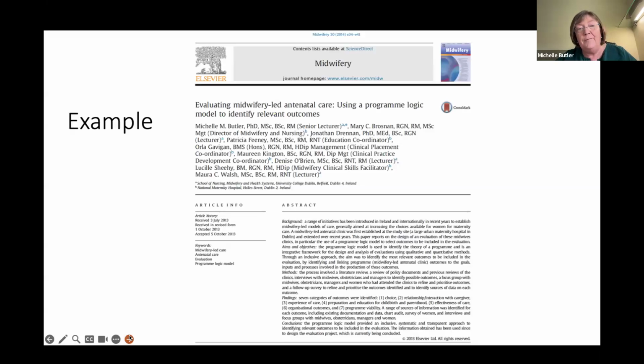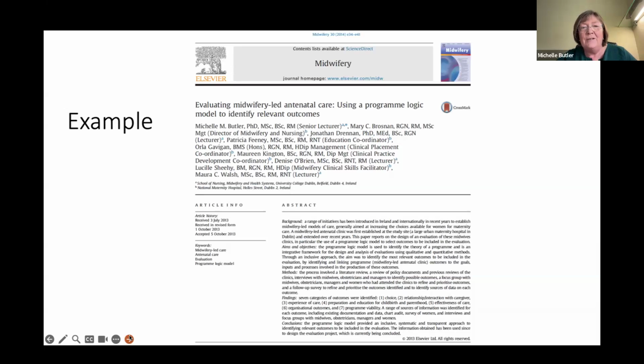Now, I've just put up two references, also in the references at the end, and this is just to show you an example of using the logic model. This was a piece of research conducted in 2012, 2013, where some academics from UCD and then midwifery managers, midwives and educators from the National Maternity Hospital worked together on a project to identify the outcomes for the evaluation of the midwifery-led antenatal care. And then the second paper reports those findings. So this is a nice worked example.